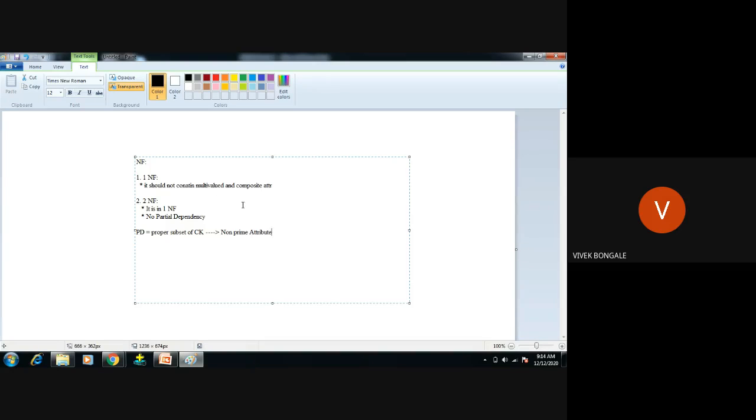If any dependency or any determinant is violating second normal form, that is a partial dependency. The table is having a partial dependency. So how to find the partial dependency? A proper subset of the candidate key determines a non-prime attribute.